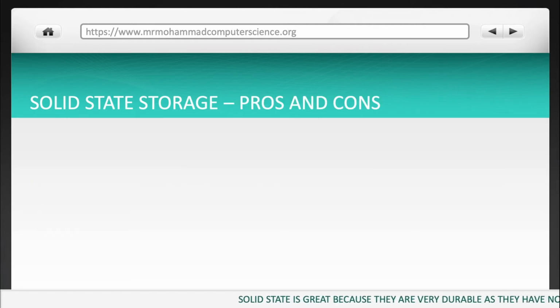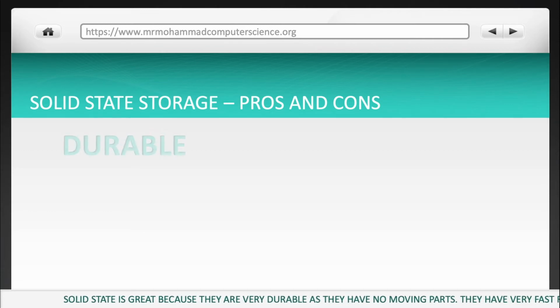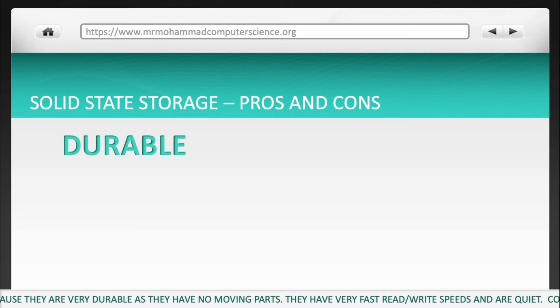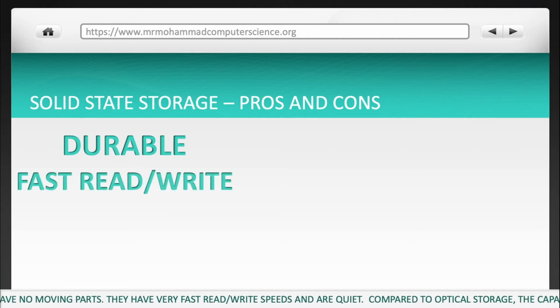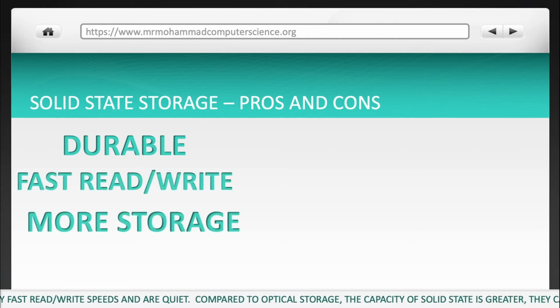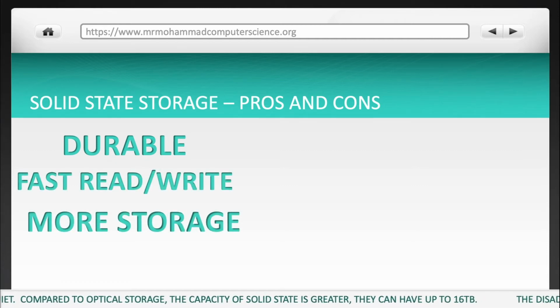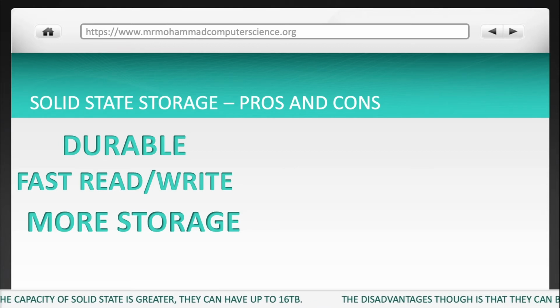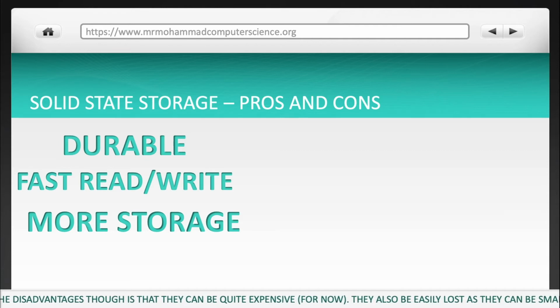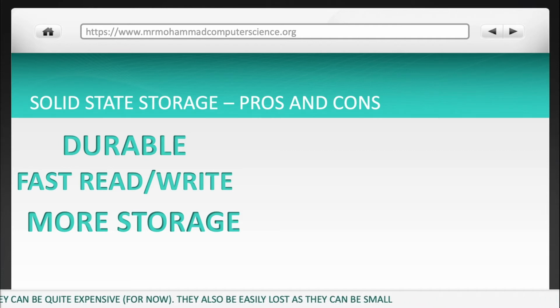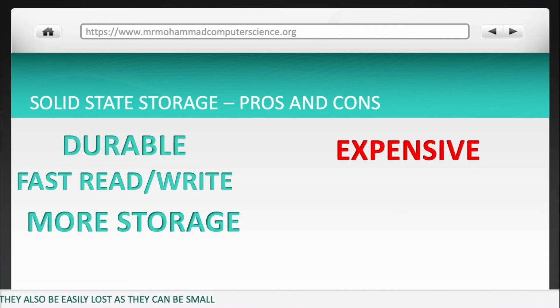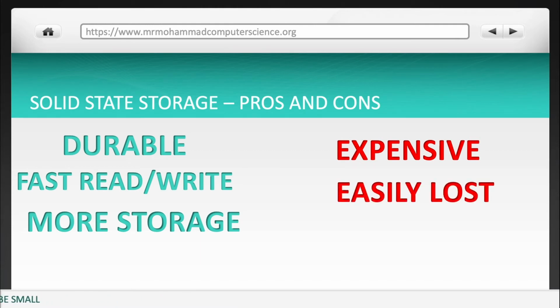Solid state is great because they are very durable, as they have no moving parts. They also have very fast read and write speeds and are quiet. Compared to optical storage, the capacity of solid state is greater. They can have up to 16 terabytes. The disadvantage, though, is that they can be quite expensive for now. They also can be easily lost as they are quite small most of the time.